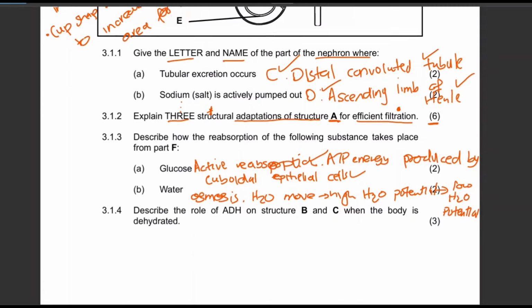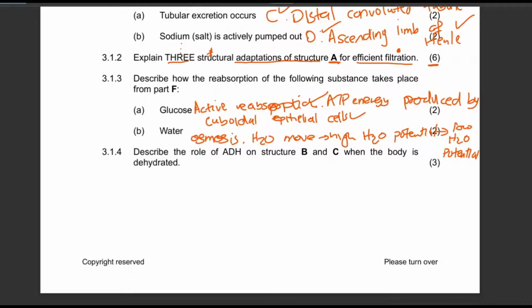All right, last question. Describe the role of ADH on structure B and C when the body is dehydrated. Remember, ADH is a hormone. I don't want to be too technical because I don't think in grade 11 we are technical about what produces it and what secretes it. So I'll just speak about the pituitary gland because I think that's what's in the grade 11 notes, which is the structure we find in the brain. It will be producing this ADH, a hormone that is responsible for regulating water concentration in the blood, or in the body.